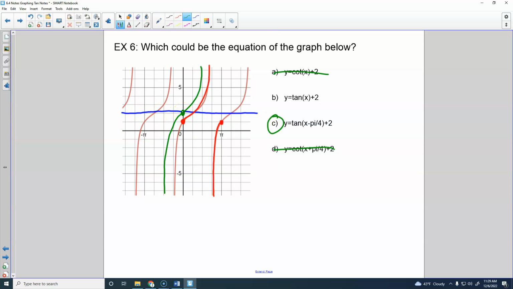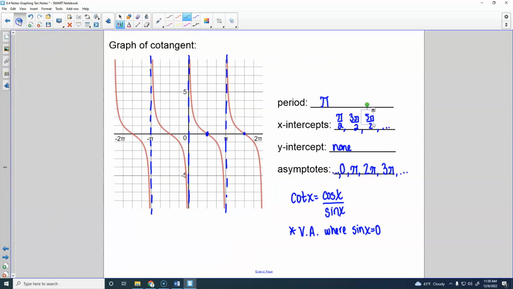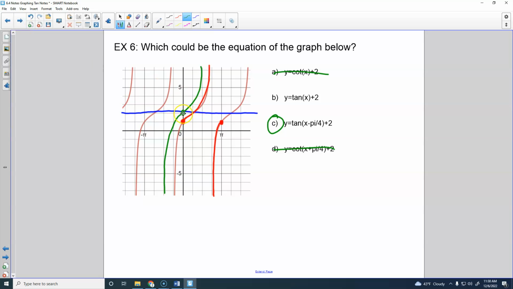I was just thinking about what tangent normally looks like. And tangent, if we go back over here, crosses right there at 0, 0, right at the midline. So for this one, it should hit right there at the midline. If you think about what tangent of 0 is, it's sine over cosine, which would be 0 over 1, which is 0. So that can help you remember that's where it starts. So the green line is what tangent would be if we just shifted it up, but we're also going to have to shift it over.